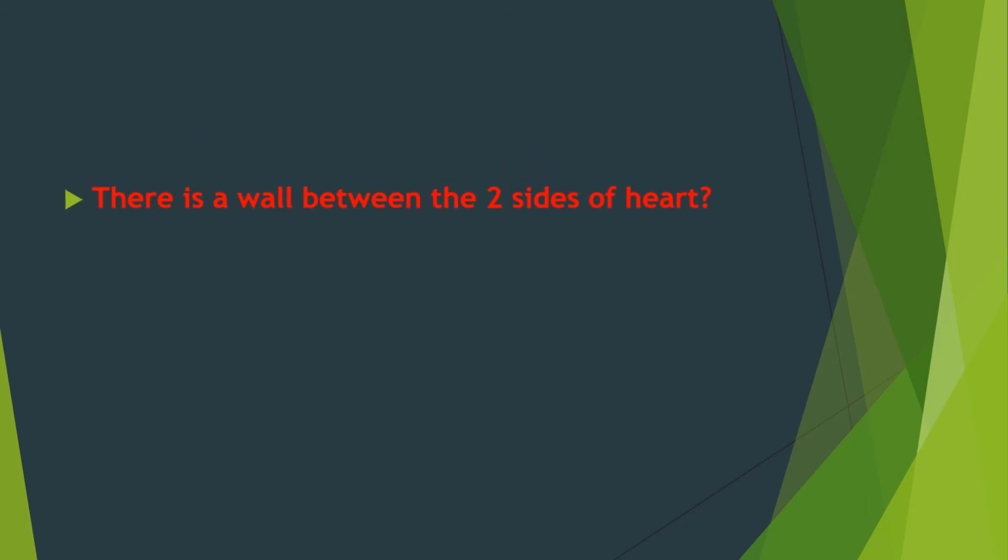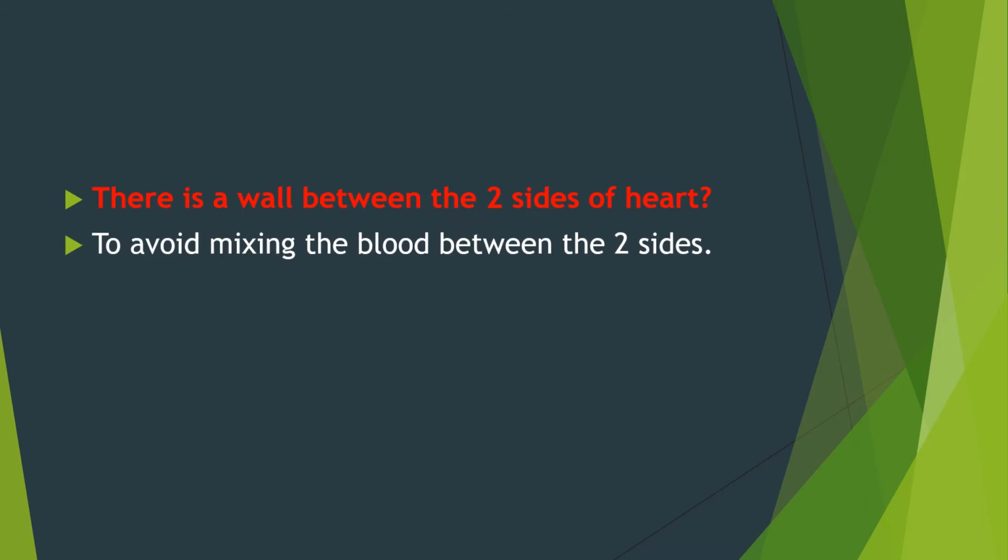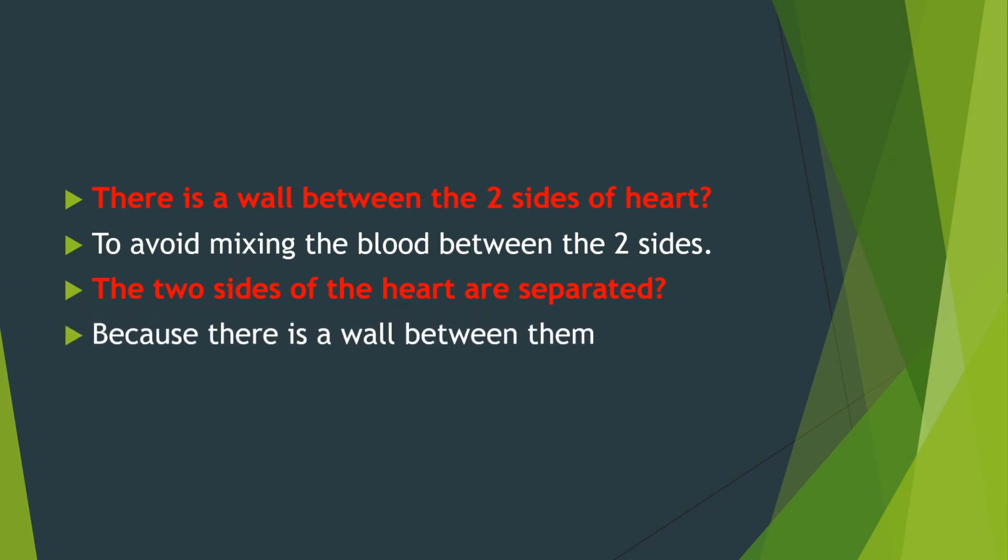Give reason. There is a wall or septum between the 2 heart sides to avoid mixing blood between the 2 sides, because during the circulation, in one side there will be blood containing oxygen and on the other side blood containing carbon dioxide. So we don't want the blood inside these 2 sides mixed. The 2 sides of the heart are separated due to the presence of the wall or septum between them.